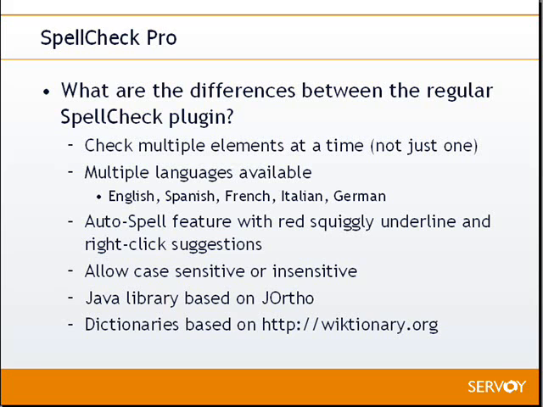With the spell check plugin from Servoy, it only allows you to spell check one element at a time. So if you're wanting to spell check multiple elements on a form, it gets a little clunky because the user gets a dialog for every single element that says that the spell check is complete. So that's a little bit clunky. But with this new Spell Check Pro plugin, you can actually specify as many elements as you want, and it'll go through and do them sequentially. So it's pretty easy to also basically say spell check all the elements on this form.